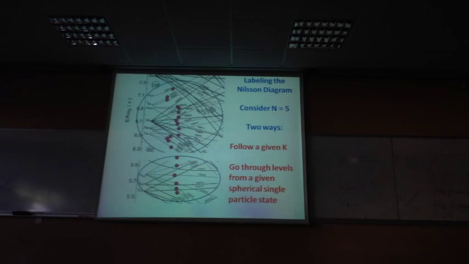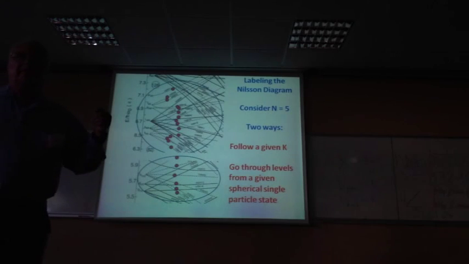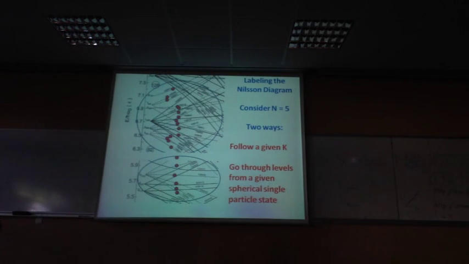Yes? But what about the last column number? Because sometimes it's 0 and sometimes it's 1. Yeah, the sum of the two, n sub z and lambda, has to have the same parity as the principal quantum number n. So it's either odd or even. Okay. Is that clear? Yes.